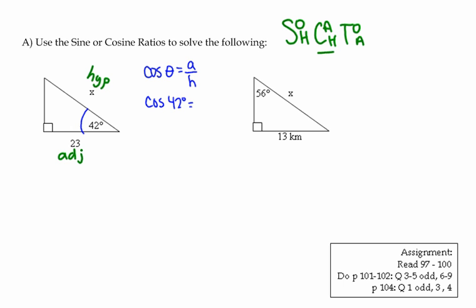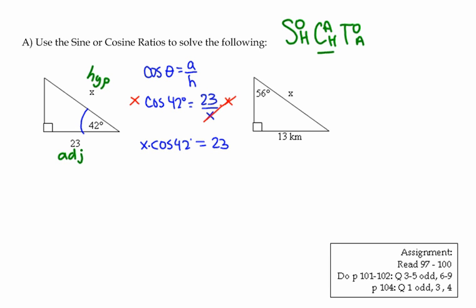Okay, so let's look at an example like this. We're plugging it in. Cos of 42 equals what divided by what? 23 divided by x. Okay, what's wrong with this? x is on the bottom. We're trying to get it by itself. So what's our first step? Multiply both sides by x. This is going to take care of the x. So we have x times cos 42 equals 23 if we rewrite this out.